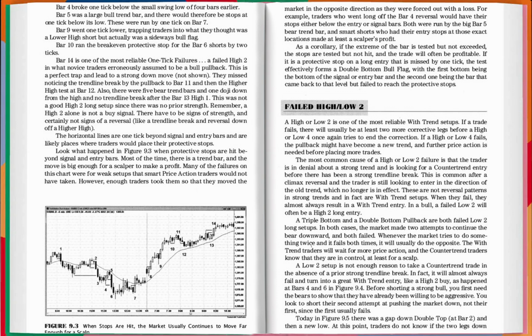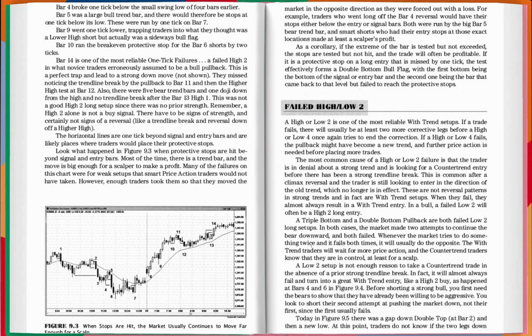This was not a good high 2 long setup since there was no prior strength. Remember, a high 2 alone is not a buy signal. There have to be signs of strength, and certainly not signs of a reversal, like a trendline break and reversal down off a higher high. Horizontal lines are 1 tick beyond signal and entry bars, and are likely places where traders would place their protective stops. Look what happened in Figure 9.3 when protective stops are hit beyond signal and entry bars.